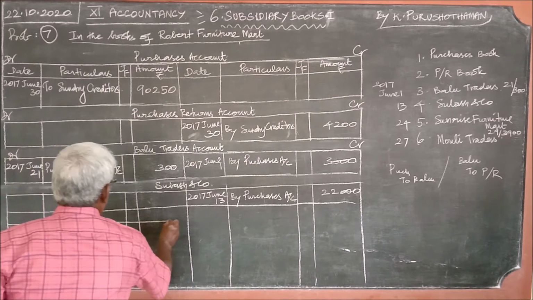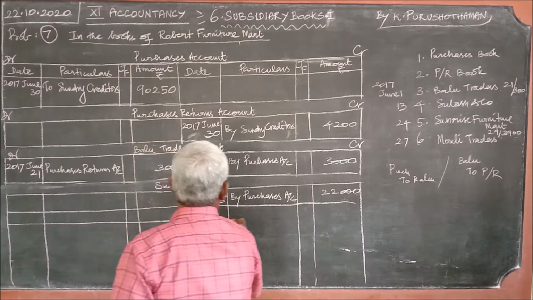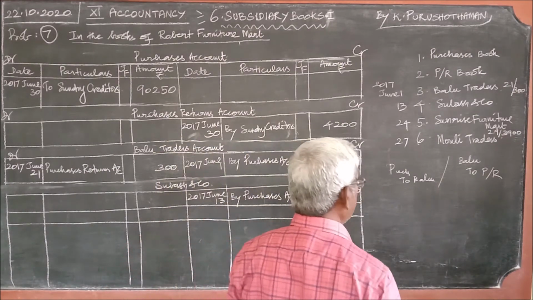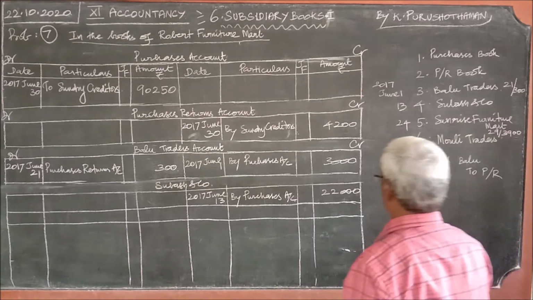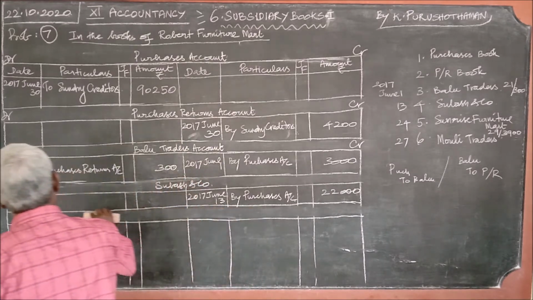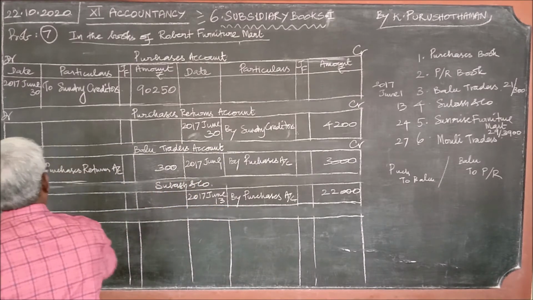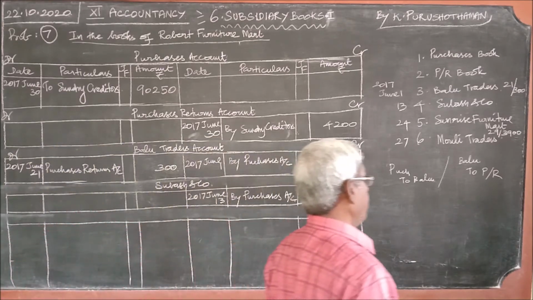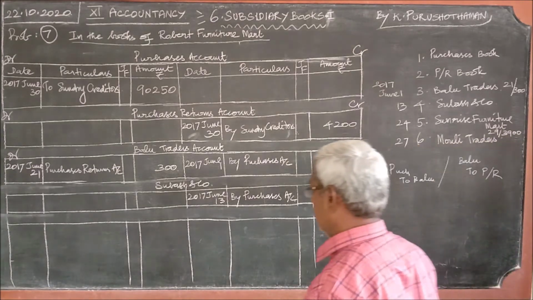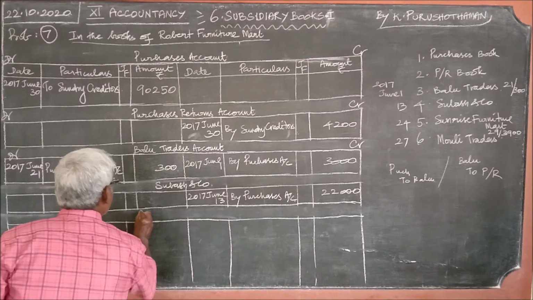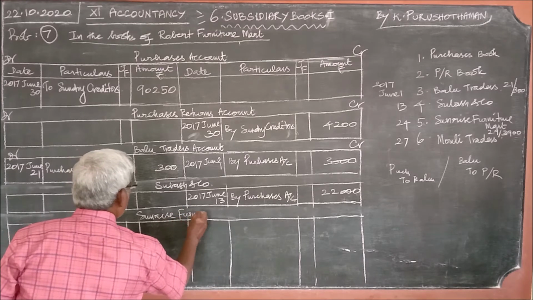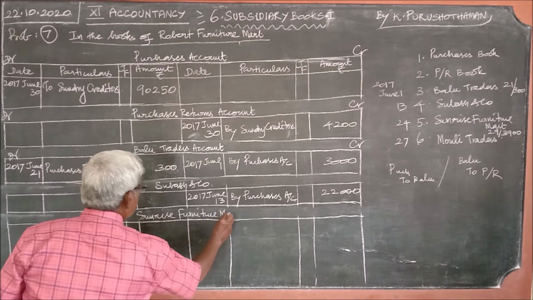Then the third creditor will be Sunrise Furniture Mart.